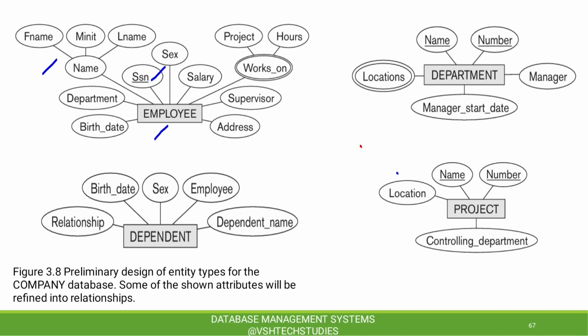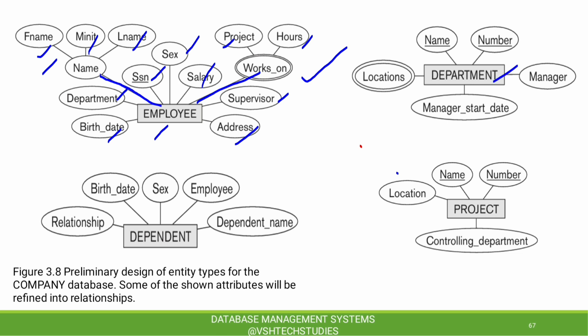So for an employee, for which department he or she is working, what is his or her birth date, that employee's address, who is the supervisor, what is the employee's salary, then gender. Then if you take the employee's name, it is a composite attribute. It is further divided as first name, middle initial, and last name. And one more, works on, which is a composite attribute here. It can be further divided as which project the employee works on and for how many hours. So this is a representation of the employee entity with attributes.